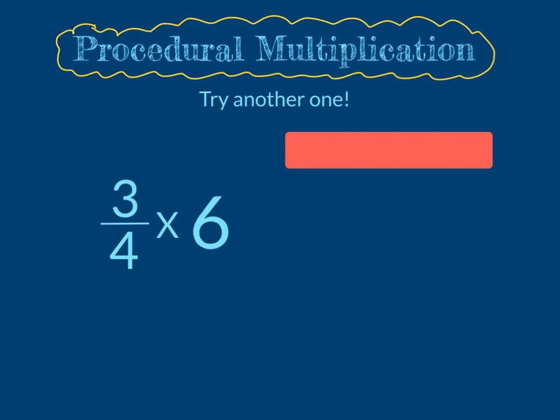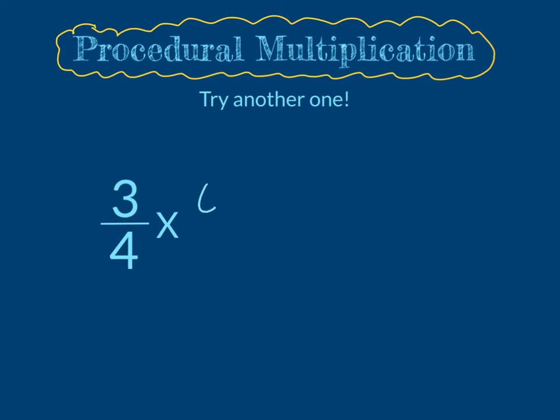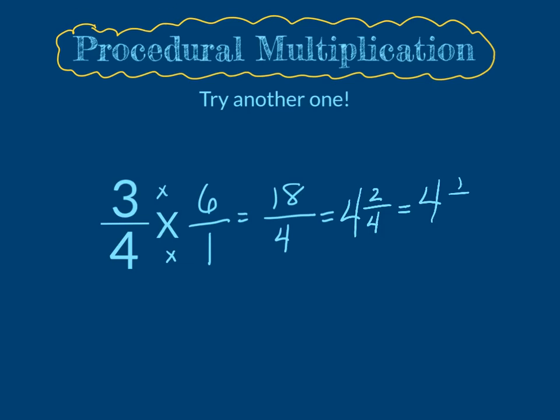Now we're going to solve it, so hopefully you had a chance to solve the problem. The first thing we're going to do is change 6 into 6 over 1, and then I can multiply straight across. 3 times 6 equals 18, and 4 times 1 equals 4. When I change that improper fraction into a mixed number, I get 4 groups of 4 out of 18 with 2 left over, giving me 4 and 2/4, which can be simplified down to 4 and 1/2.